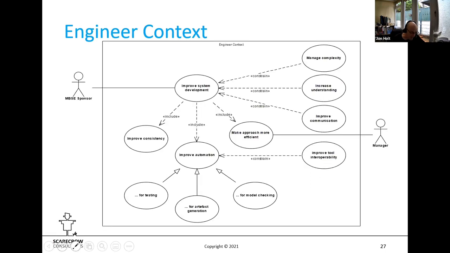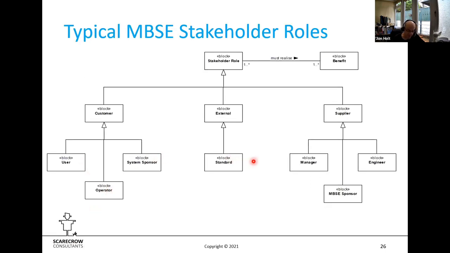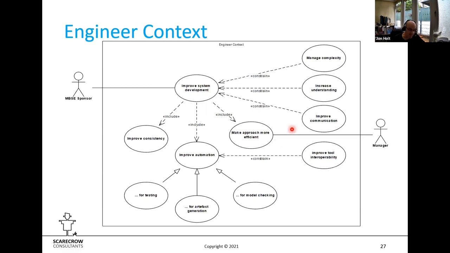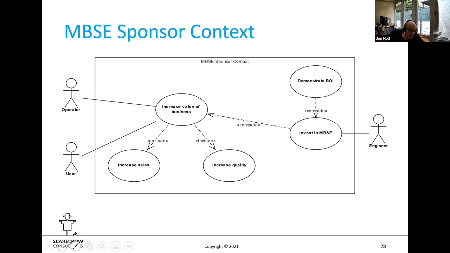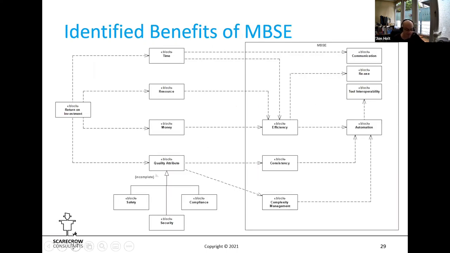So I end up with a set of seven contexts that look like this, all of which look quite different because different stakeholder roles have different expectations from, in this case, deploying MBSE. And on the basis of these sponsors, I then created a benefits map. So I identified a number of benefits, and very importantly, I identified relationships between them. In this case, these dotted lines represent dependencies between them.